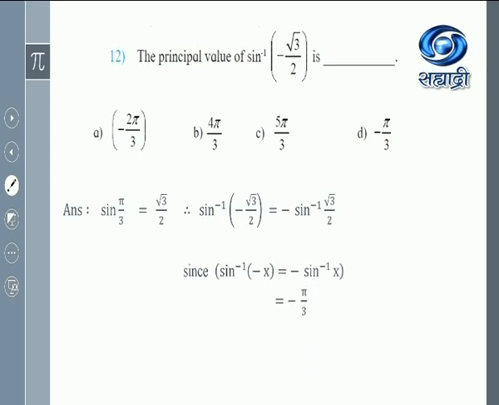This is, I told you. Now which is equal to what? Minus pi by 3. How? Remember this is minus root 3 by 2. Therefore here you will get minus sine pi by 3. But minus sine pi by 3 we can write as sine of minus pi by 3. Therefore the angle is minus pi by 3 you will get. So the answer is what? D, minus pi by 3.